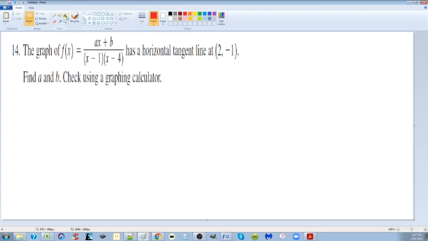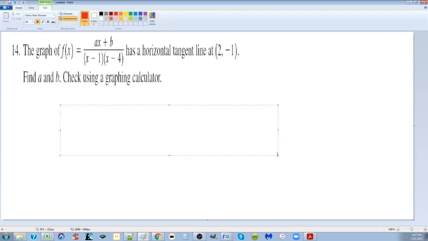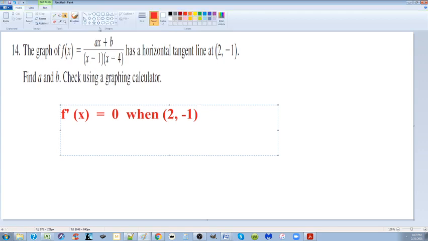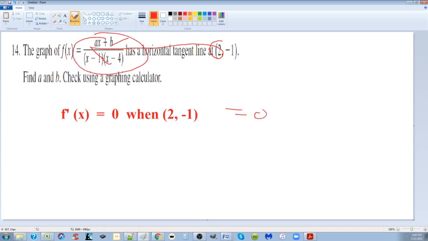Okay, so the first equation, we know that the f prime of x of this is equal to 0 when x is 2 and y is minus 1. That's really important. Okay? It's important for two of these missing equations. So that means if I find the derivative of this and plug in 2 for all the x's, it's going to be equal to 0. So I can sort of come up with an a plus b equation. Let's start with that one.